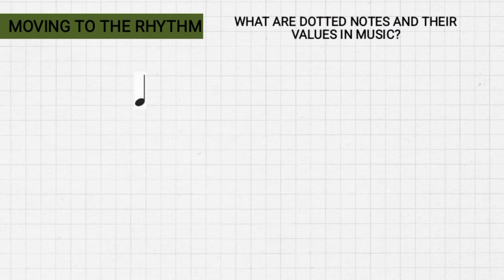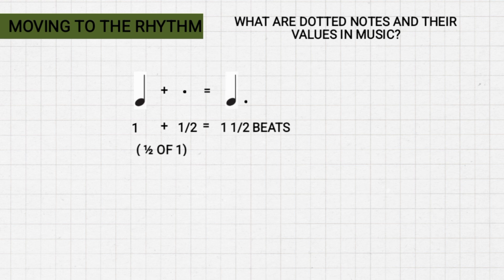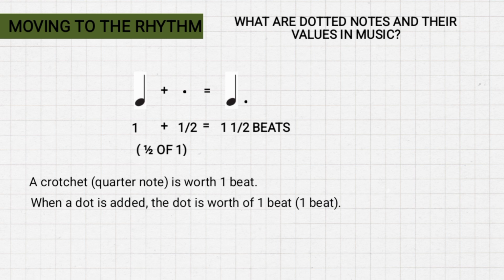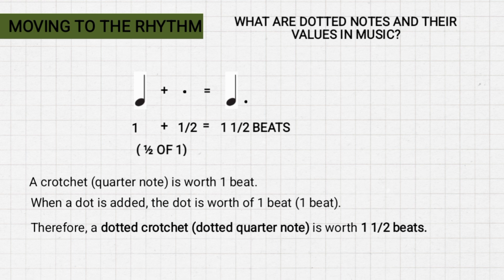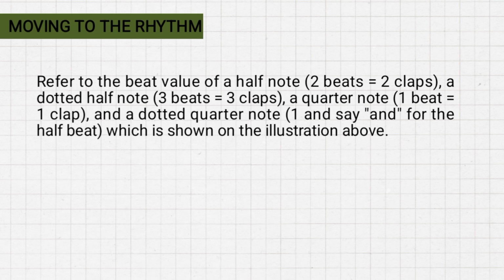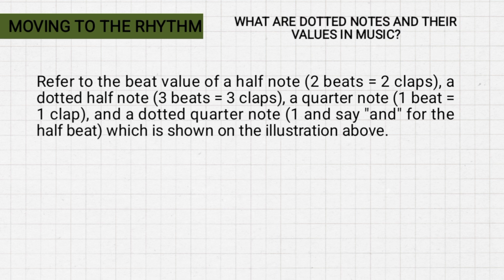Next example. In here, a crotchet or quarter note is worth 1 beat. The dot is worth half a beat. Therefore, a dotted crotchet or dotted quarter note is worth 1 1/2 beats. Next, refer to the beat value: a half note, 2 beats, equals 2 claps; a dotted half note, 3 beats, equals 3 claps; a quarter note, 1 beat, is equal to 1 clap; and a dotted quarter note is 1 and say "and" for the half beat, which is shown in the illustration above.